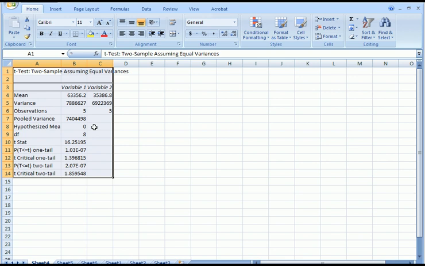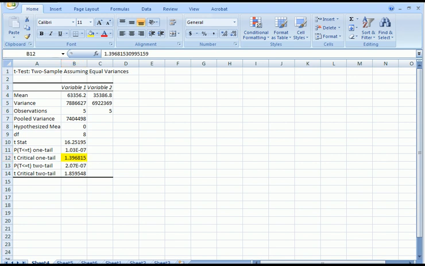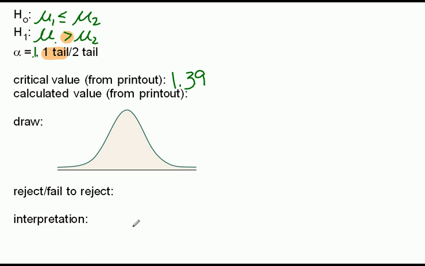We're going to look at the critical and calculated values. But we have to be cognizant of it being a one-tailed or two-tailed test. I'm going to use the one-tailed value because of the greater than symbol. I'm also going to draw that 1.39 standard deviations, and we're going greater than, so above the mean. So here's the mean, 1 standard deviation, 2 standard deviations, I'm about in here. That's my critical value.